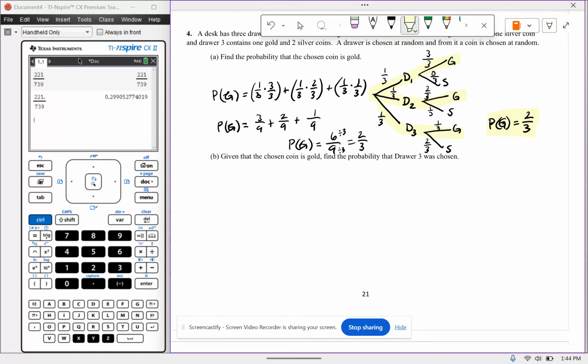Okay, so given that, somebody set it up for us. Given that the chosen coin is gold, find the probability that drawer 3 was chosen.